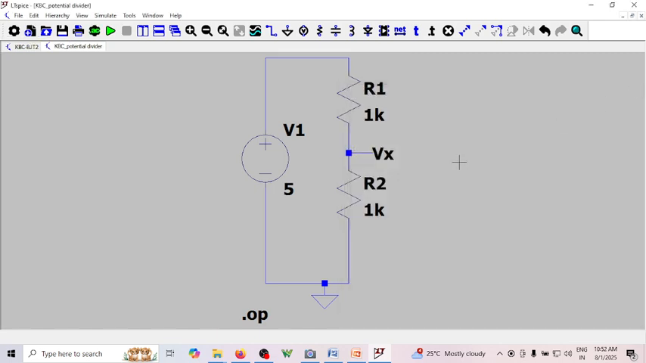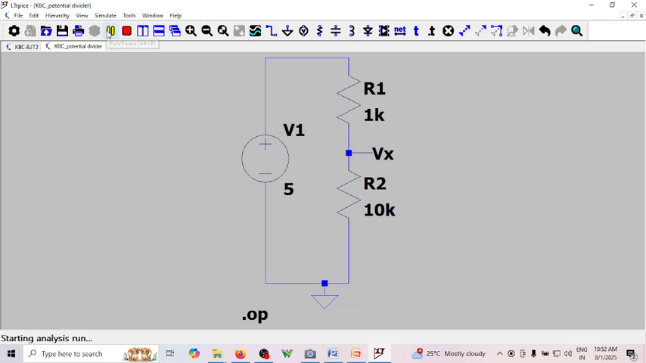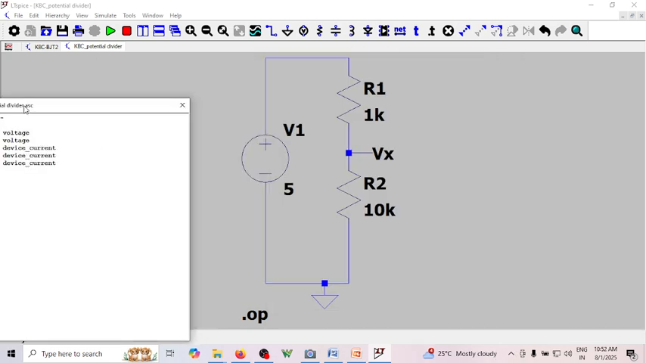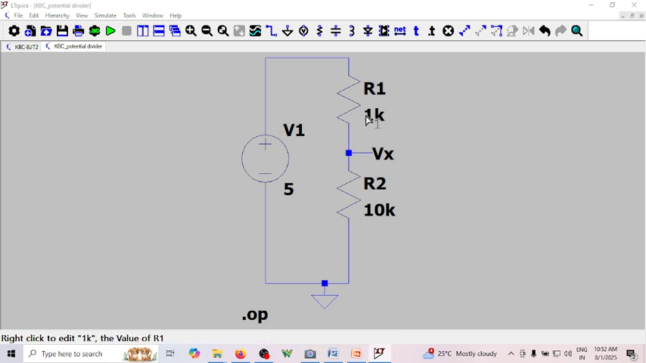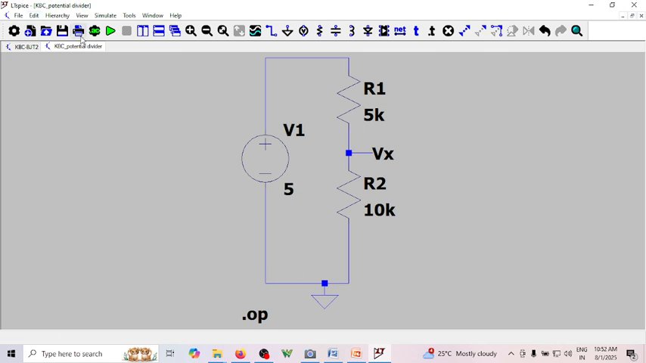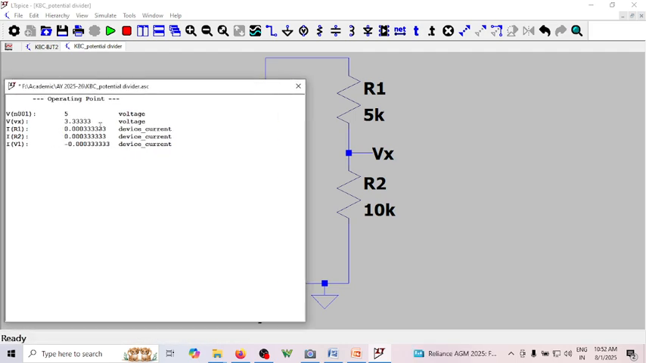Suppose if you make it 10k, we are supposed to get 3.33 volts. Just have a look at this. Was it 10k? Just a minute. Where we actually did the mistake. Okay, this should be 5k, because in my simulation we took this as 5k. Okay, with this 5k and 10k, if I run, I have to get 3.33 volts. Can you see here? You're getting 3.33.